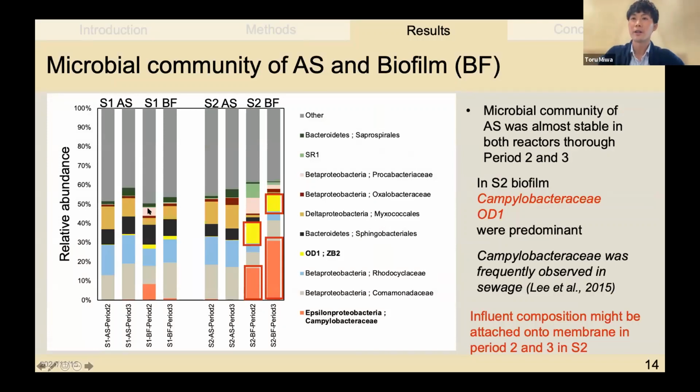Okay, so this one, from the left, is the S1 reactor's microbial community. The first two are the activated sludge microbial community, and the next two are biofilm, with period 2 and period 3 for each. And on the right is S2: activated sludge in period 2 and period 3, and biofilm in period 2 and period 3.